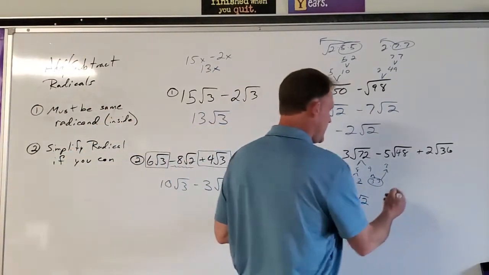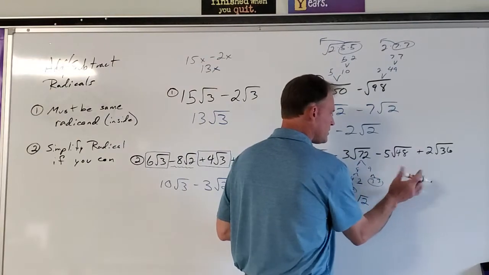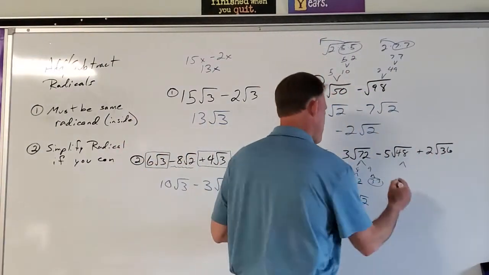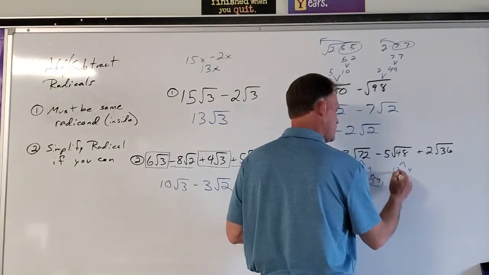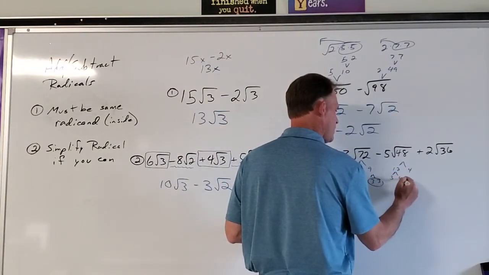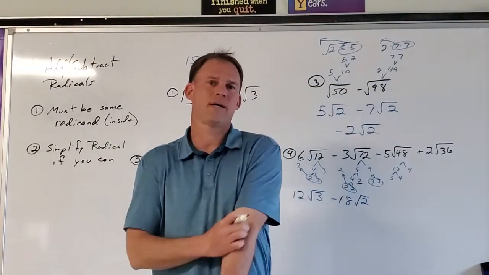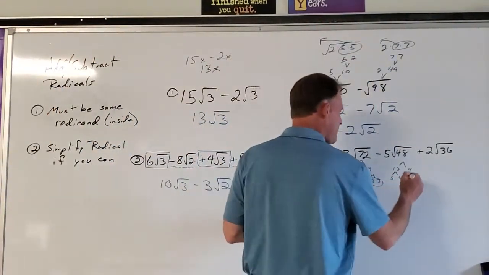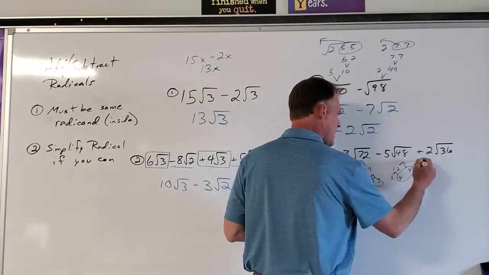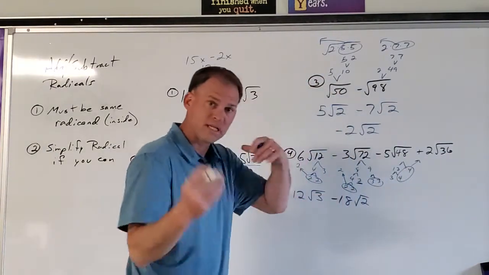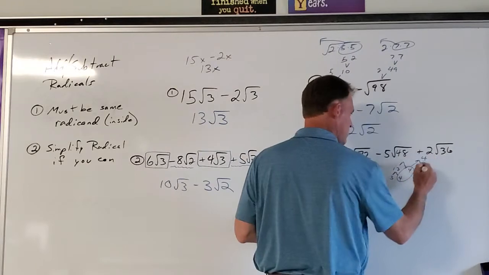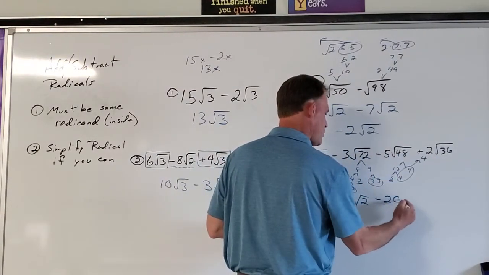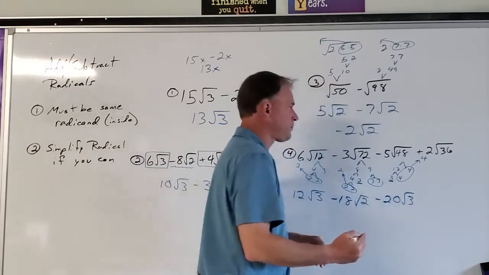Next, 48. What goes into 48? 12 and 4. 12, 3 and 4. Now remember, we talked about this and touched on this. I don't have to break those 4 down to a bunch of 2's. If you see a pair of numbers that's the same, I can take out a pair of 4's. That's a 4 on the outside, a 3 left on the inside. 5 times 4 is 20 root 3.